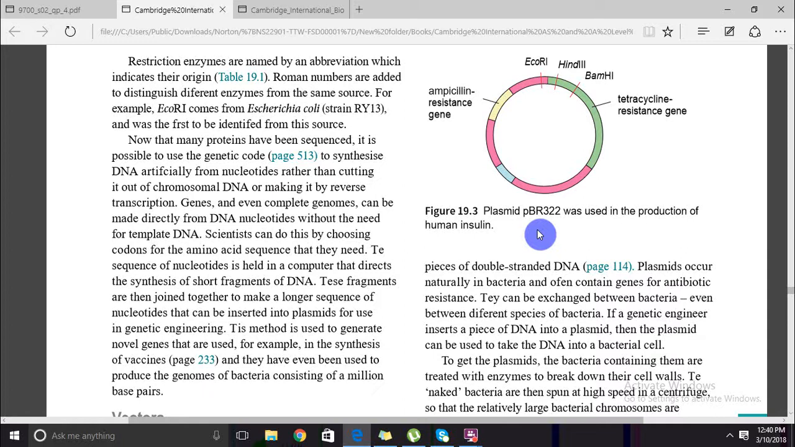This is all very interesting. The fact that in recent years gene technology has advanced so incredibly well that we're now even capable of doing all of this without any sort of template.